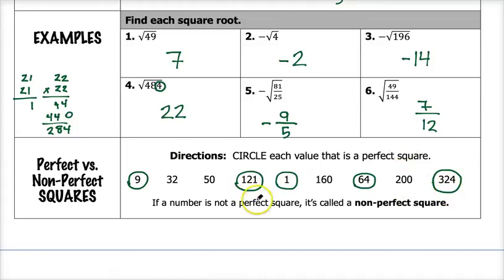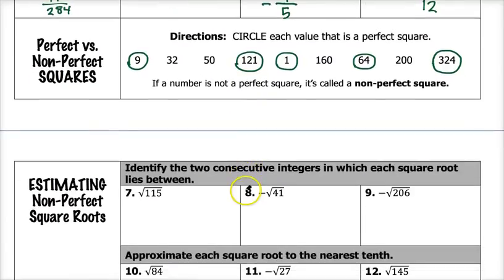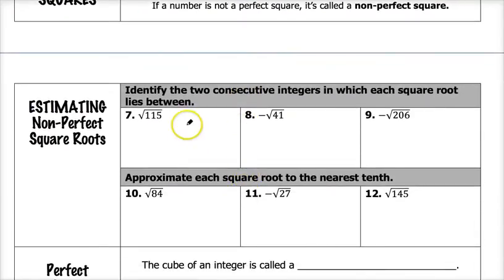So it's important to be able to recognize perfect squares versus non-perfect squares. And again, if a number is not a perfect square, it's a non-perfect square. So what we're going to do now on the back side is learn how to estimate non-perfect square roots. The first thing we do if we get a problem like number 7, which asks us to find the square root of 115, is identify what two integers the square root of 115 lies between. We know the square root of 115 is between the square root of 100 and the square root of 121, because 115 is between 100 and 121. The square root of 100 is 10, and the square root of 121 is 11. So the two consecutive integers that the square root of 115 is between are 10 and 11.